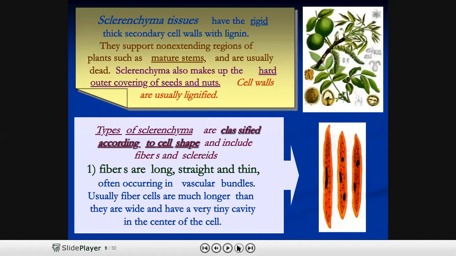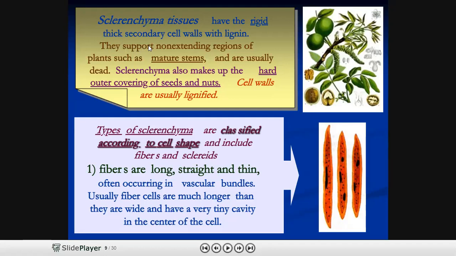Next is the sclerenchyma tissue. This is the property. First, they have rigid thickening cell wall with lignin. Lignin is some kind of secondary metabolite. They have some kinds of cells that secrete it, and it is deposited inside the cell. So that is called the sclerenchyma tissue.